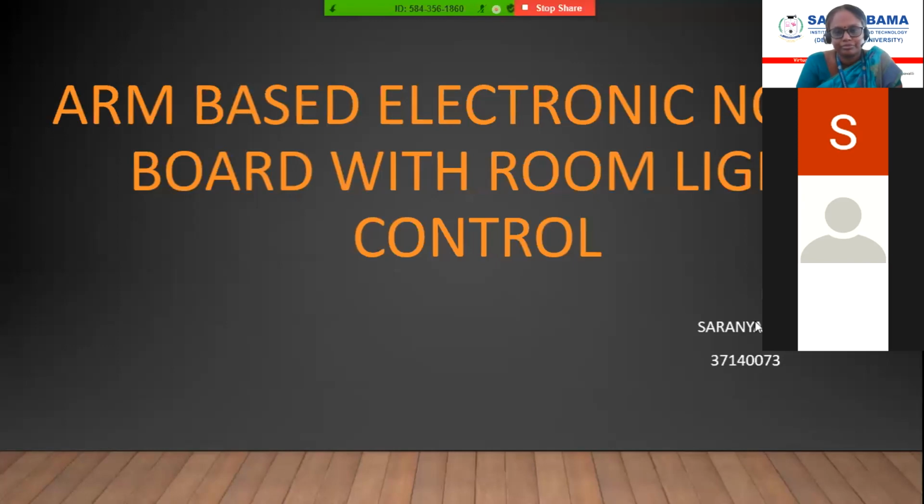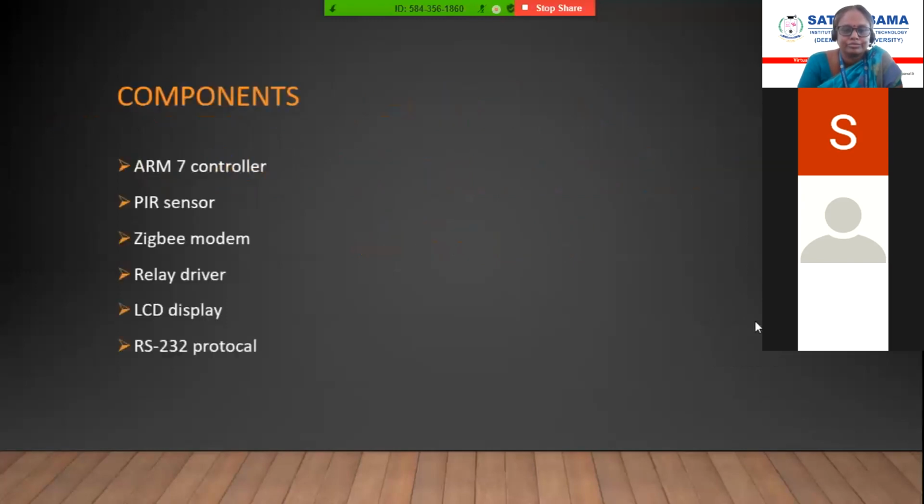Good morning. Everyone, here I am going to explain about ARM-based electronic notice board with room light control. Every institution displays a number of notices on its notice board, which requires manual work. Also, there is the problem of forgetting to switch off lights. To overcome this problem, we are using the LPC2138 ARM controller interfaced with Zigbee modem and graphical display.